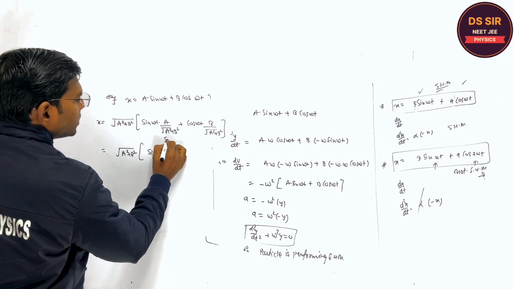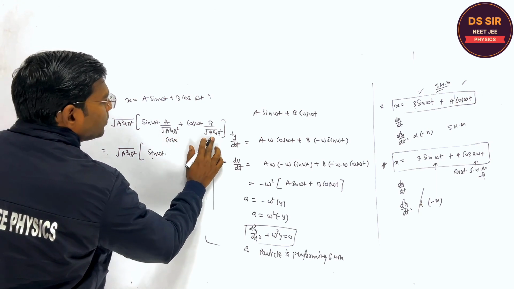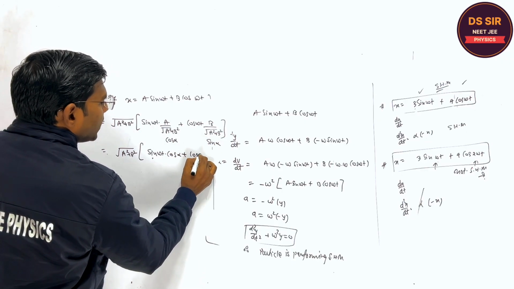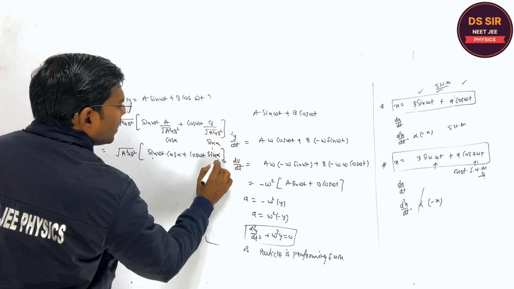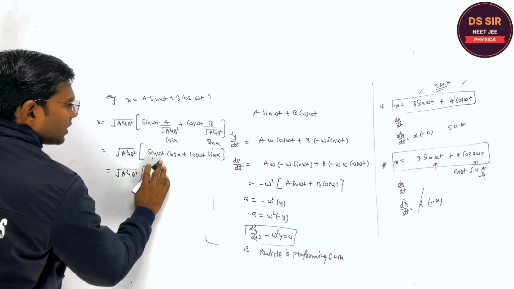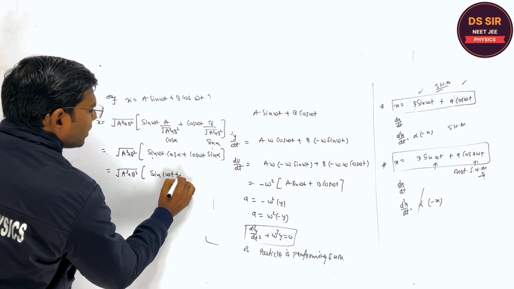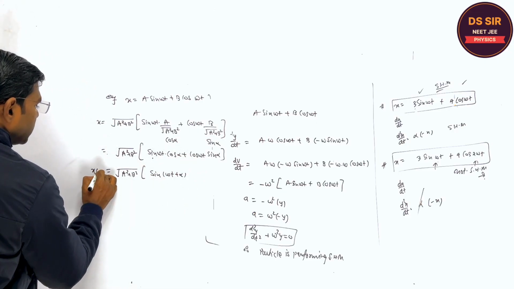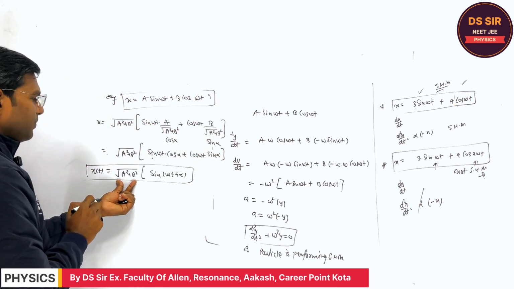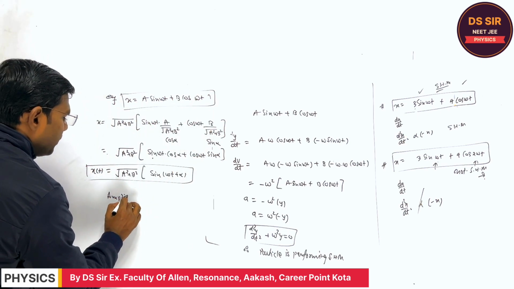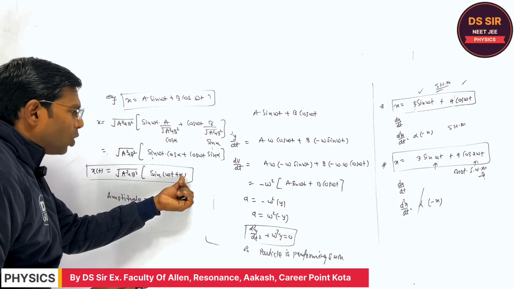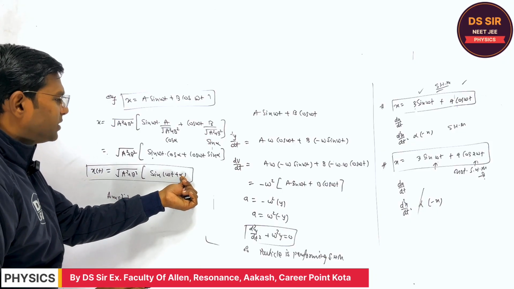If you choose a upon root a square plus b square as cos alpha, then b upon root a square plus b square must be equal to sin alpha. So this is cos alpha, cos omega t, this is sin alpha. Are you getting or not? Now root over a square plus b square into sin of omega t plus alpha. So this is the equation. What is the amplitude of this SHM? The amplitude is equal to root over a square plus b square. Also this is the initial phase, right?